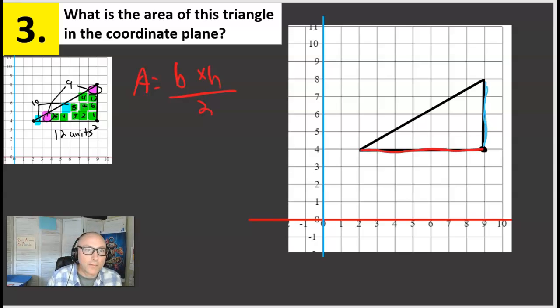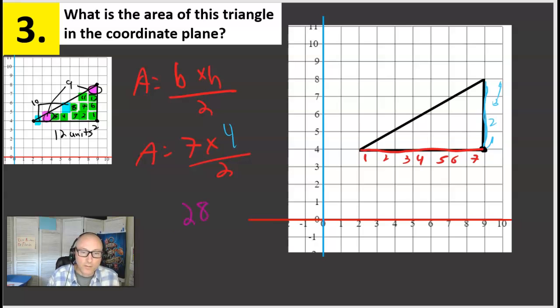And count off the base for us. 1, 2, 3, 4, 5, 6, 7 units is the base. So I'm going to fill it in over here. Area equals 7 times the height, which is 1, 2, 3, 4. And we're going to divide that by 2. So 7 times 4 is 28. So I'll put a nice little purple 28 on the top.